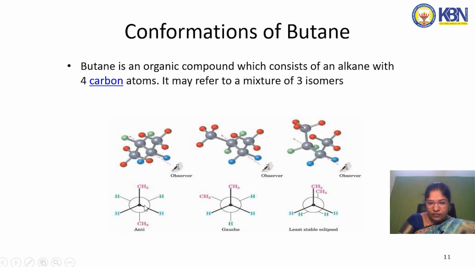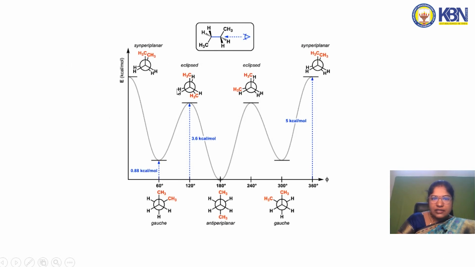By simple rotation of the carbon-carbon sigma bond by 60 degrees, antiform is converted into the gauche form, and next, on another 60 degree rotation, gauche form is converted to the eclipsed form. And this is the energy profile diagram of simple butane. Here this is the gauche form and this is the antiform and this is the eclipsed form.